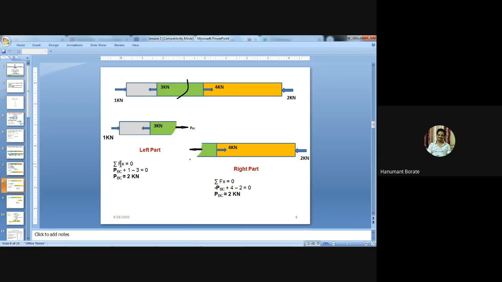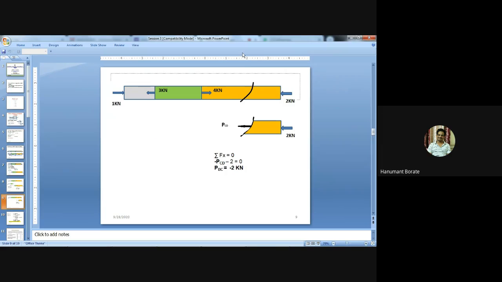Now I will apply the equilibrium condition, summation of x equal to 0: PBC plus 1 minus 3 equal to 0. Here in this diagram there are three forces, two forces acting rightward and one force acting leftward. So PBC plus 1 minus 3 equal to 0, so PBC equal to 2 kilonewton. The value of PBC is positive here, right? Now if we solve the right part, again we will get the same answer, PBC equal to 2 kilonewton.